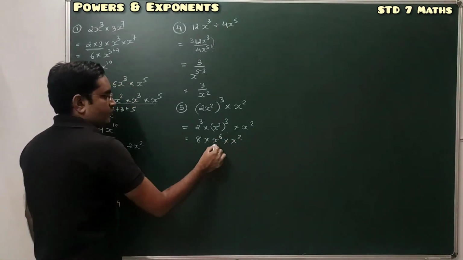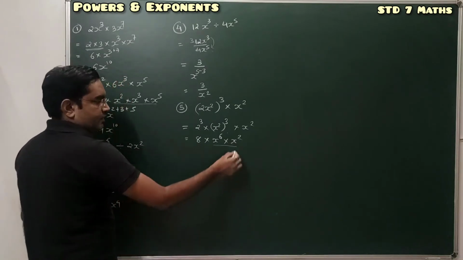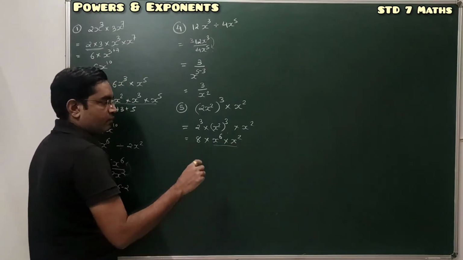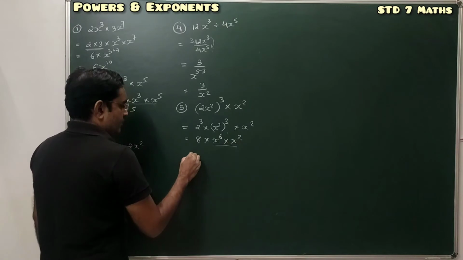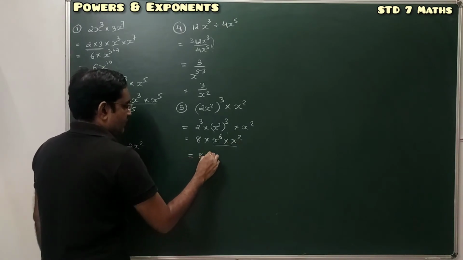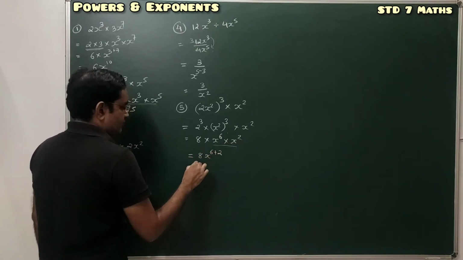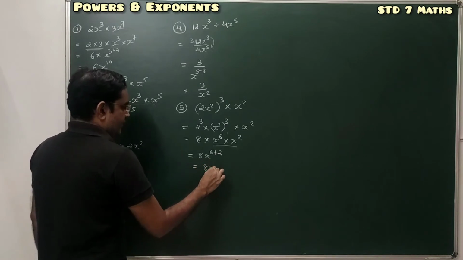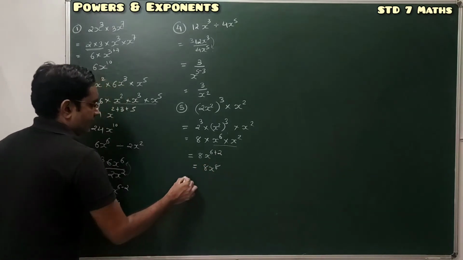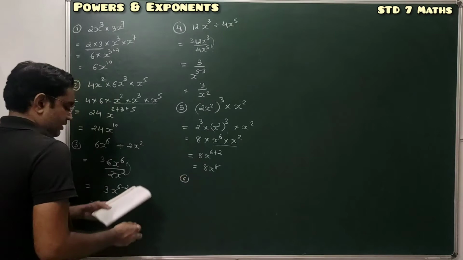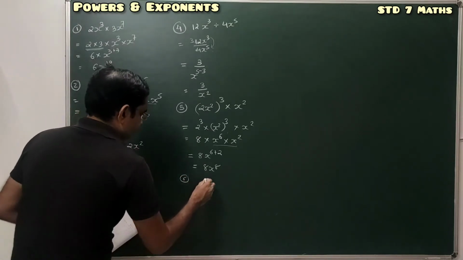Again, these 2 powers are in multiplication, they are in the same base, so we can perform addition of these 2 powers. So that is equal to 8 into x raised to 6 plus 2, and this is equal to 8x raised to 8. Done. Now question number 6.